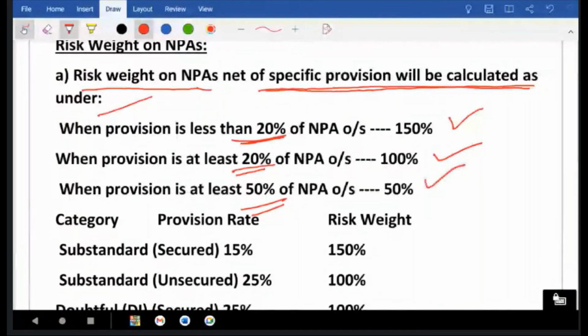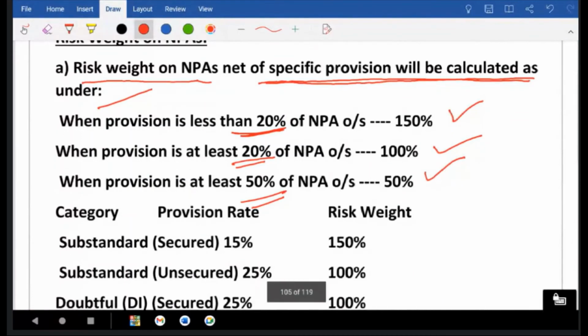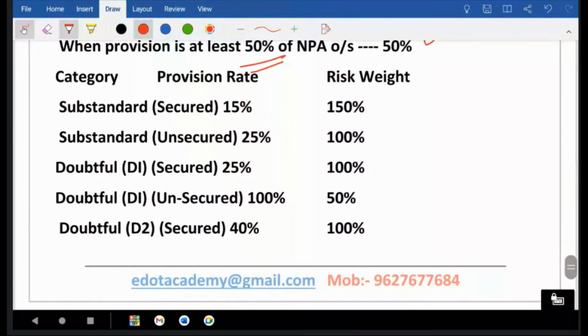Okay, and next provision, we'll see the secured, unsecured, standard secured rate 15%, provisioning, so 150.